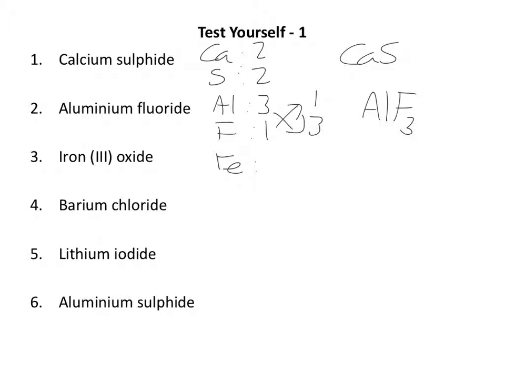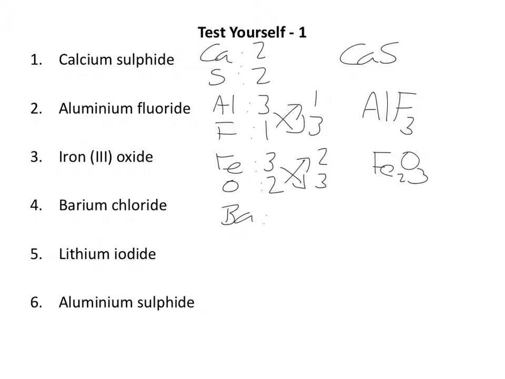Iron 3 oxide. So iron, it's already told us has a valency of 3. Oxide, let's look that up. It's got a valency of 2. So we swap them over again. So the 2 comes up here and the 3 comes down there. So we've got Fe2O3.